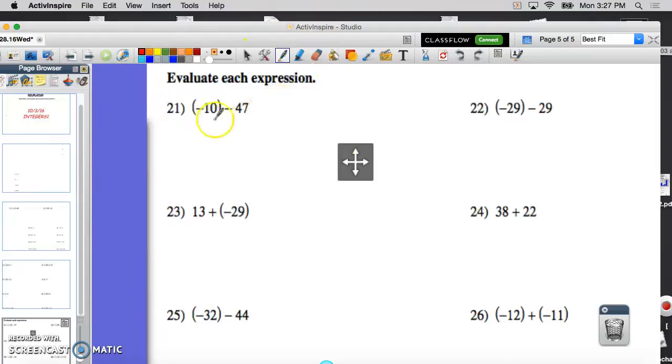So now what we're going to do, first thing is first, is we're going to change the problem to addition. Change the problem to addition, change the sign of the second number. So really what I have here is a negative 10 plus negative 47. Now all I have to do is follow my integer rules. When we have a negative plus a negative, our answer is negative, and all you have to do is add. 47 plus 10 is 57. So negative 57.